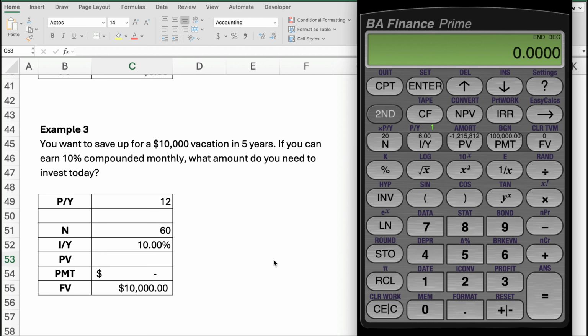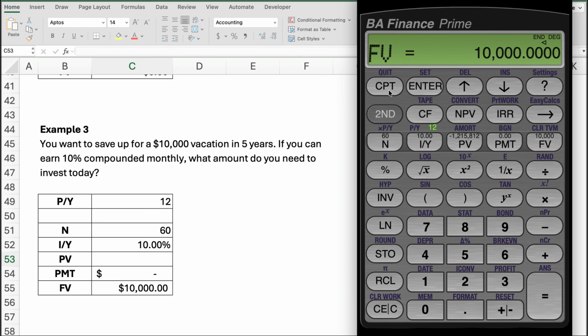Okay. So here we're going to plug in the periods per year is 12. Enter at the very top row and clear out of this, and we'll put in 60 as the number of periods, so 60 in, 10% is I. We're looking for present value, but there's 0 payment, and we have $10,000 as our future value. So compute present value. How much do we need to put aside today?